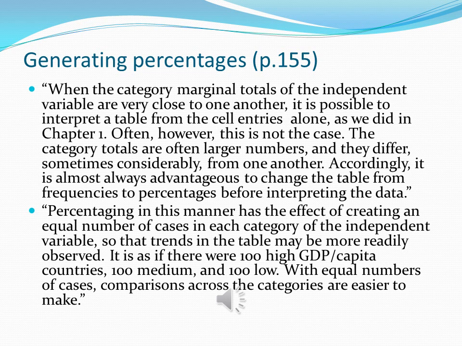Percentaging in this manner has the effect of creating an equal number of cases in each category of the independent variable, so that trends in a table may be more readily observed. It is as if there were 100 high GDP per capita countries, 100 medium, and 100 low. With equal numbers of cases, comparisons across the categories are easier to make.